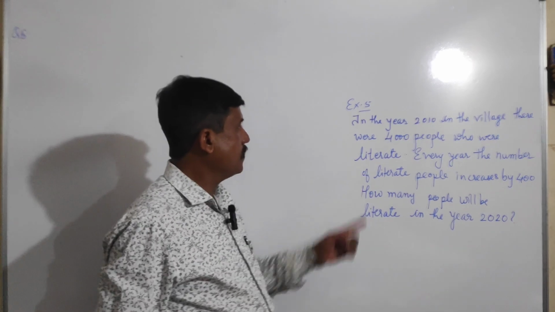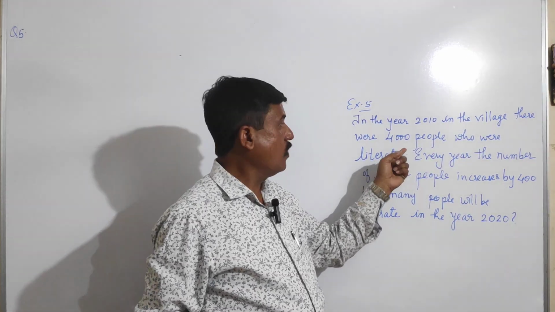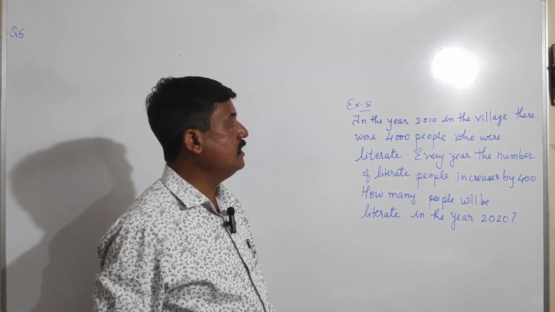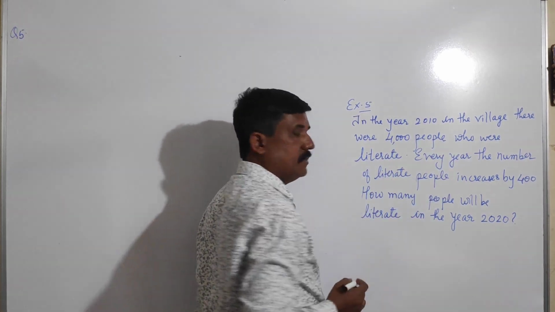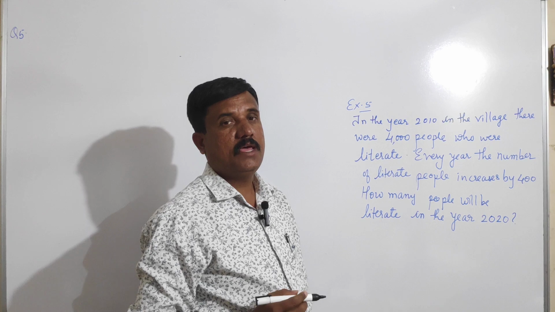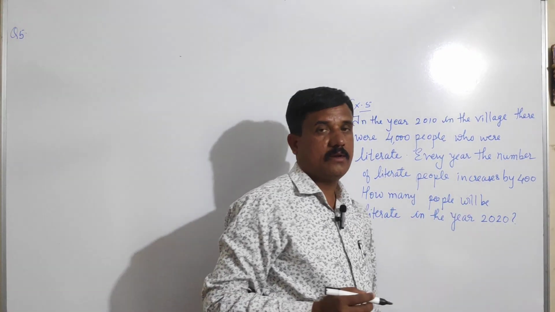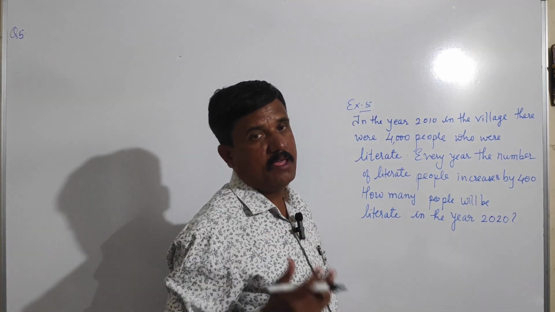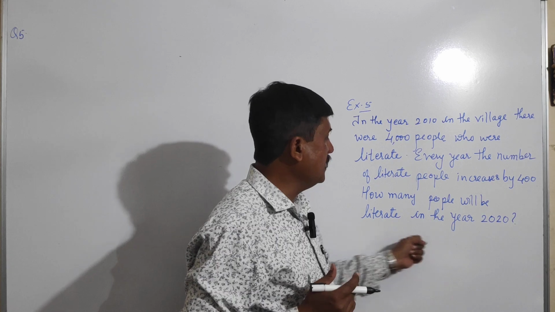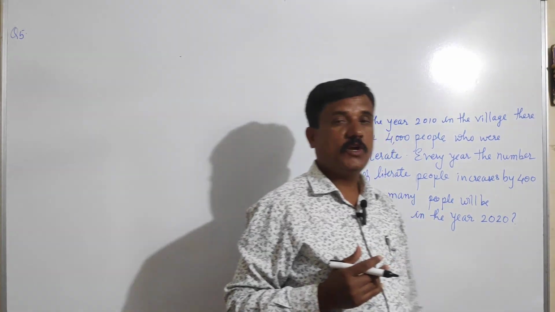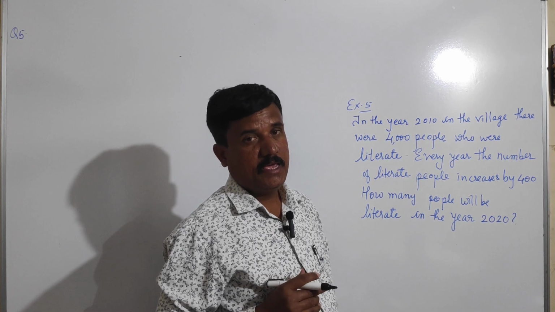Next question. In the year 2010, in a village there were 4,000 people who were literate. Literate means educated. Every year the number of literate people increased by 400. हर साल कितने लोग बढ़ रहे? Educated 400. How many people will be literate in the year 2020? तो 2020 years में up to 2020, how many people will be literate?